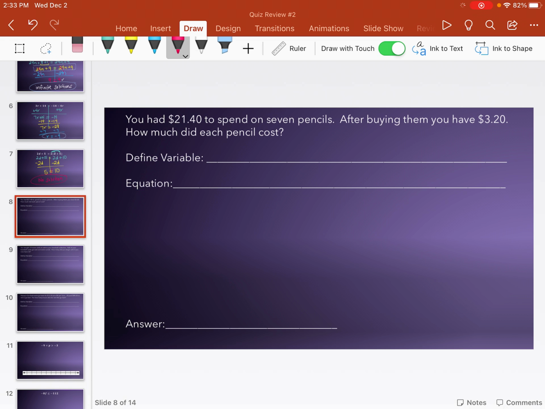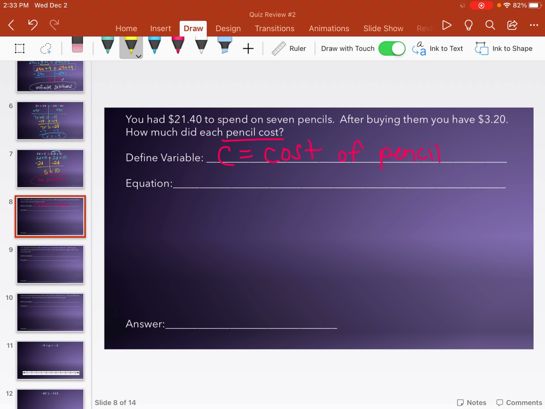So first we're going to define our variable. That always comes from our question. So what are we trying to find out? We're trying to find out how much the pencil costs. So I'm going to say C equals cost of pencil, something like that. Okay, and now for my equation, do this chronologically. Do this in the order that it happens in real life.